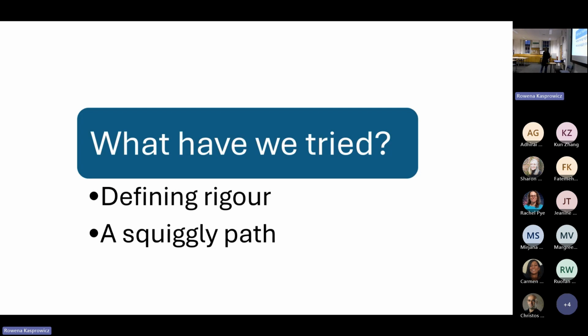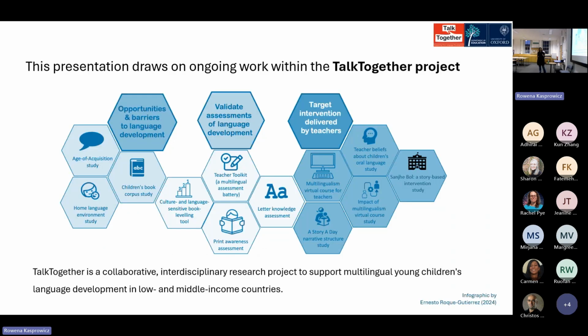I want to say that our attempt at getting into oral language assessment has been particularly interesting because we started in the middle of the COVID lockdown, which was a boon because we did things we might not have done otherwise. And I will show you what we did. But I will talk mainly from this particular project, the Talk Together project. The Talk Together project is a multi-site project mainly focused on Philippines and India. These are countries we chose because they are intensely multilingual and we wanted to work in these multilingual contexts.